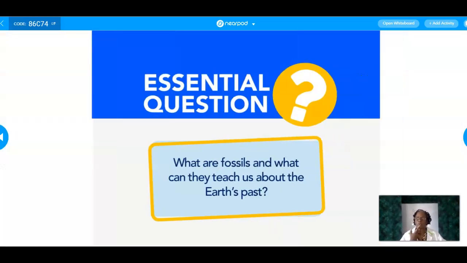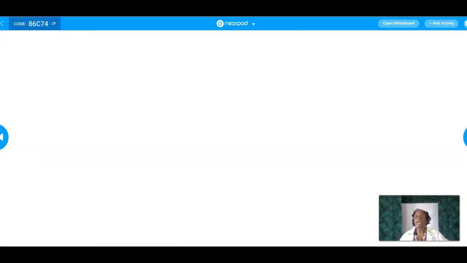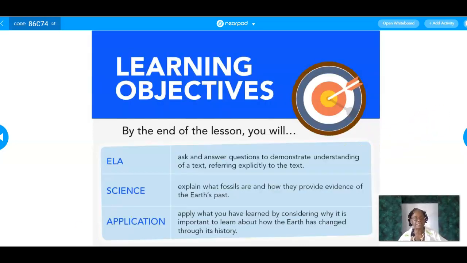So then the essential question: what are fossils and what can they teach us about Earth's past? As you are looking at the essential question with your students, you also want to help them to understand what it is they'll be able to do at the end of the lesson. They'll be able to ask and answer questions to demonstrate understanding of the text, referring explicitly to the text.